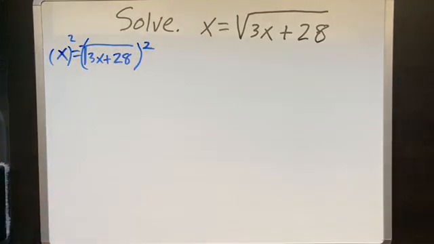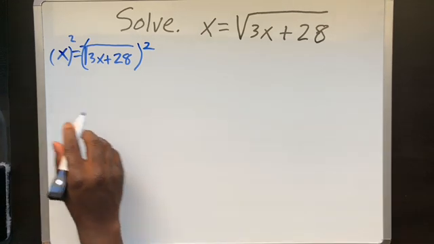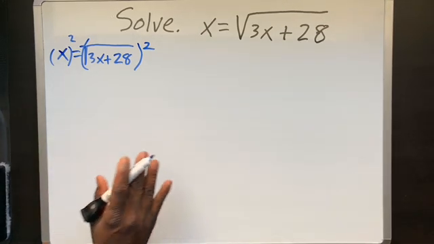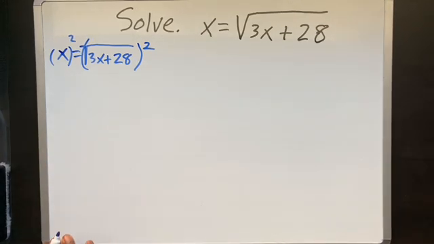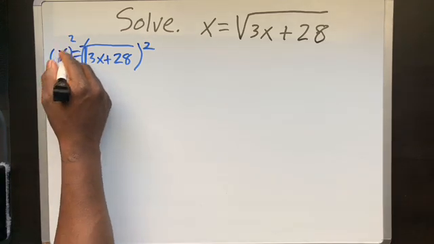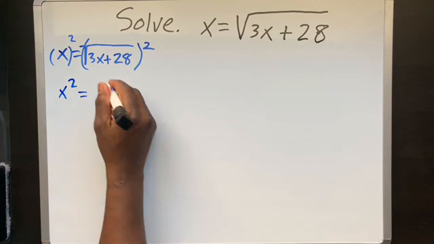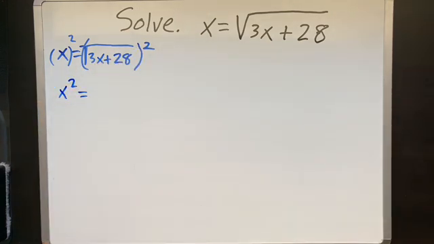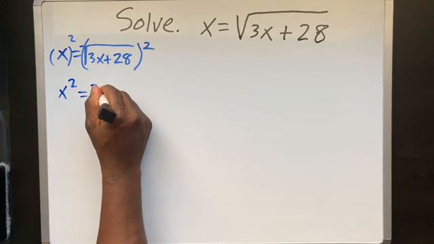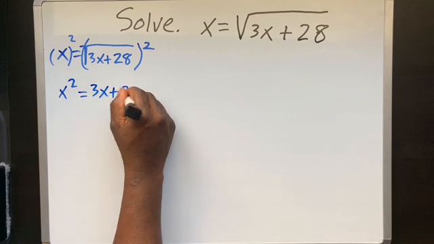Okay, now let's go ahead and move to the next step. When we square this, we end up with x squared equals, it gets rid of the radical or square root symbol, 3 times x plus 28.